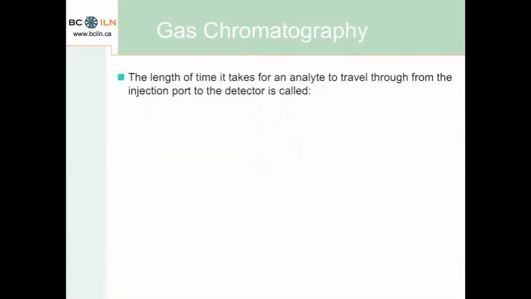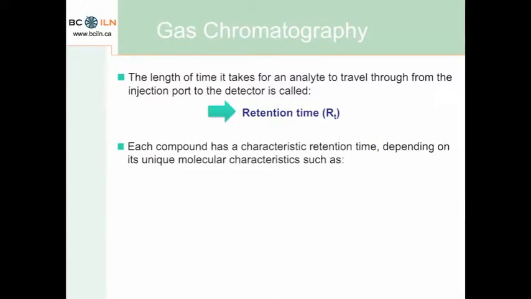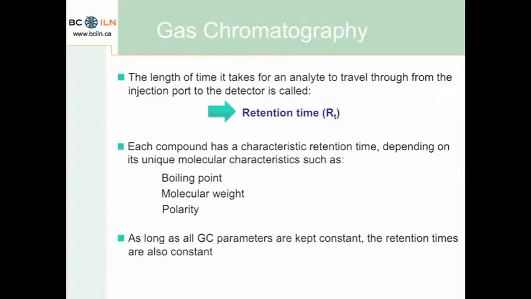The length of time it takes for an analyte to travel through the column from the injection port to the detector is called the retention time, usually abbreviated as R subscript T. Every compound has a characteristic retention time which is dependent on its unique molecular characteristics, such as its boiling point, molecular weight, and polarity, and also its interaction with the stationary phase.